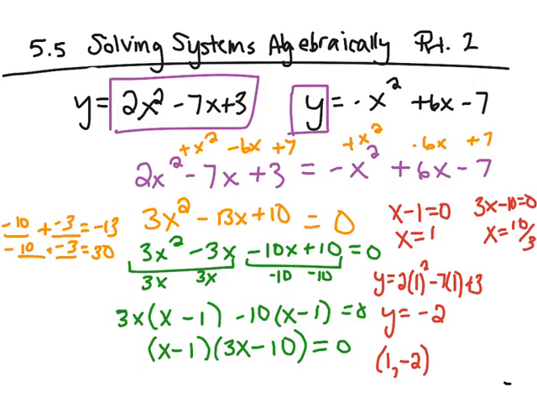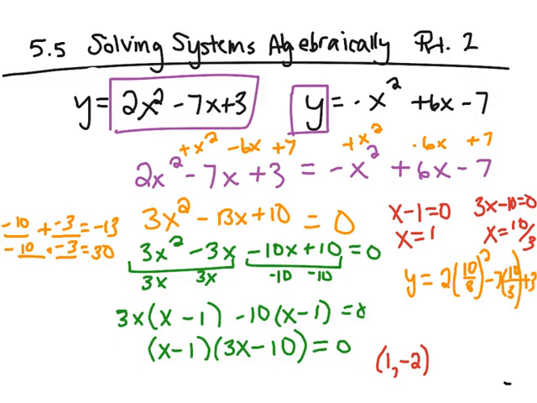And if we sub it in here, we should get y equals... I'm going to just erase this to get room. That would be the smartest. y equals 2 times (10 over 3) squared minus 7 times 10 over 3 plus 3. Type this all into your calculator, use your ABC button, and you should get 17 over 9. So it will be 10 over 3 and 17 over 9.